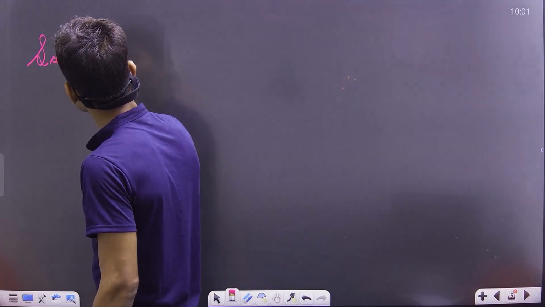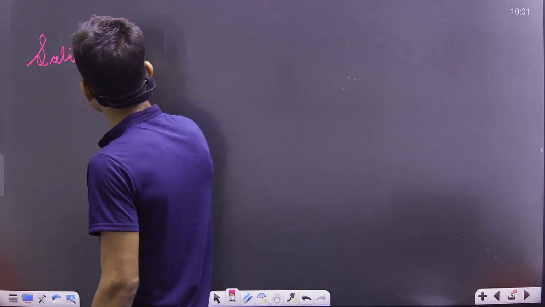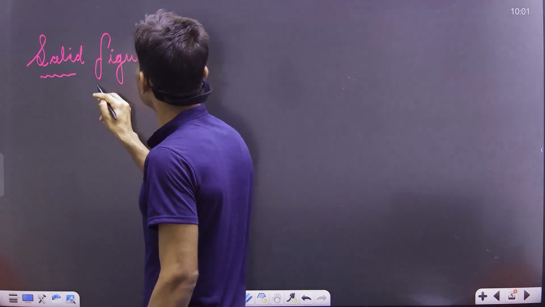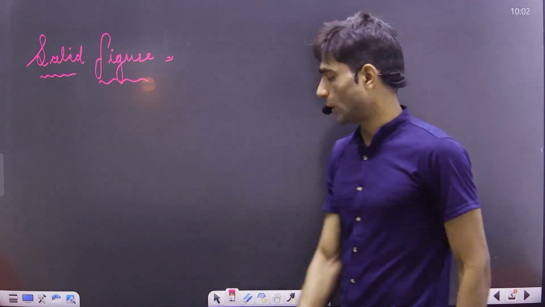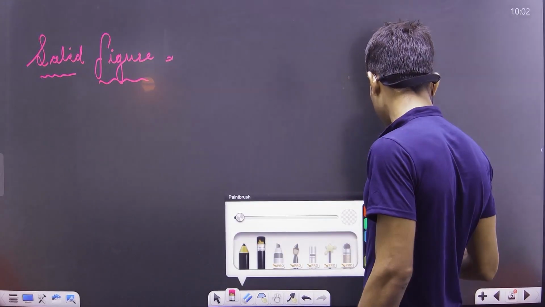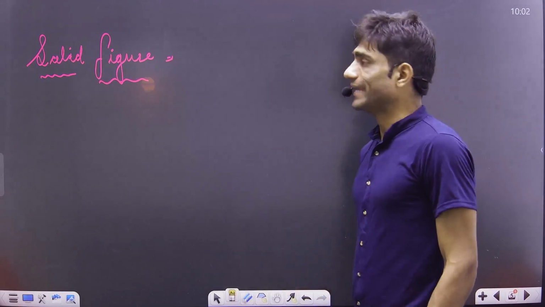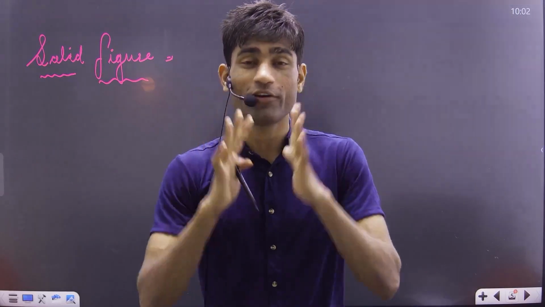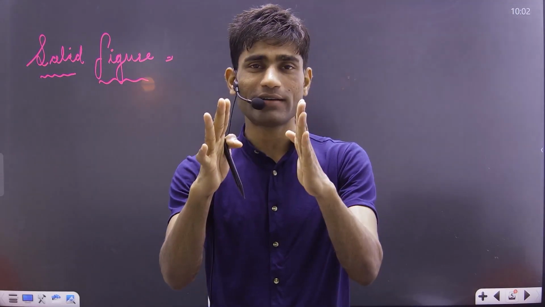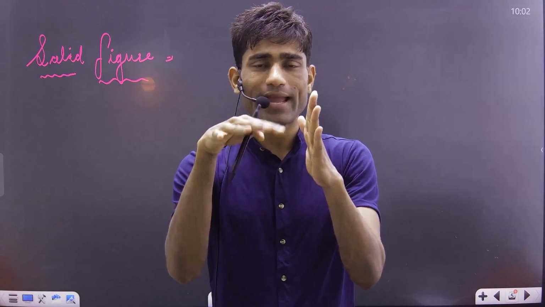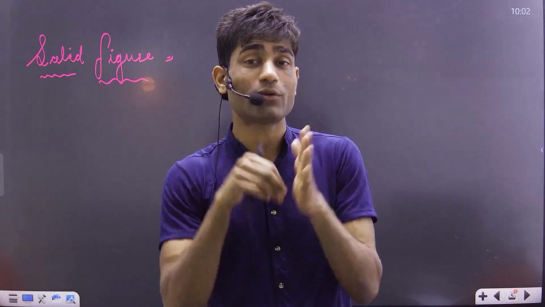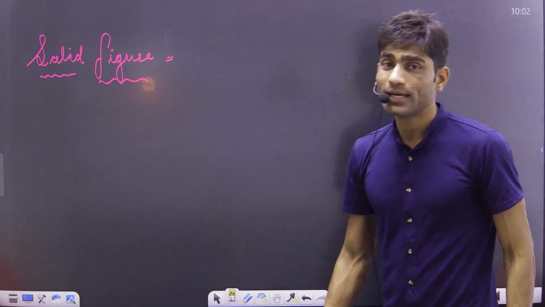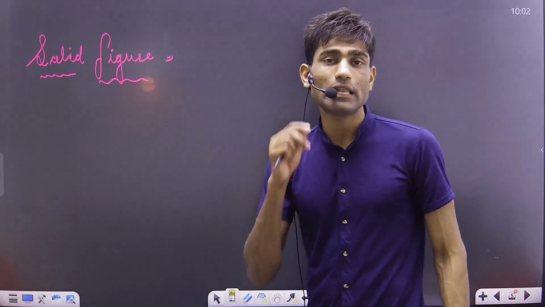A solid figure, okay. Let me explain some of the concepts from the solid figure. Solid figures means at least we can see three sides from our front face. If I'm going to see from my front side, that figure has to be visible from its three sides. Then we consider it as the solid figure, or we also call it a three-dimensional figure.